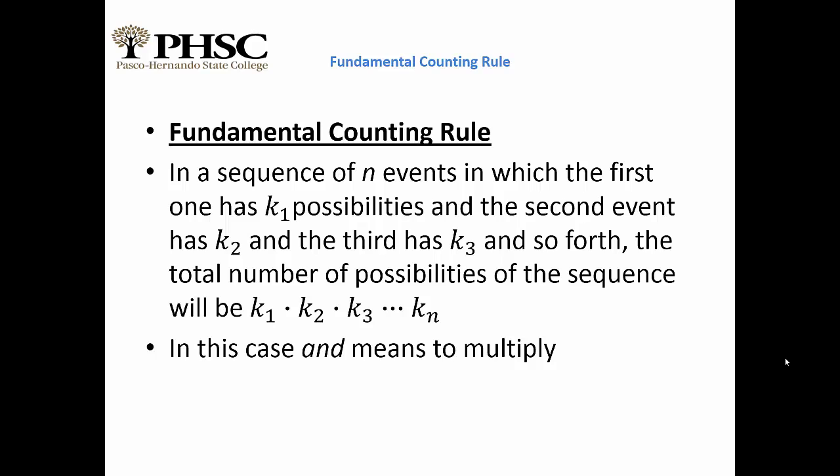So the first thing is the fundamental counting rule. In a sequence of n events in which the first one has k₁ possibilities, and the second event has k₂, and the third has k₃, and so forth, then the total number of possibilities of the sequence will be the product of k₁ times k₂ times k₃ all the way to kₙ. So in this case, the product symbol means to multiply.